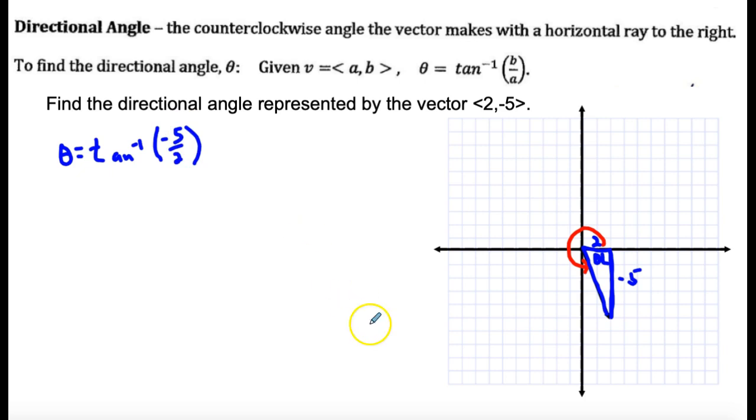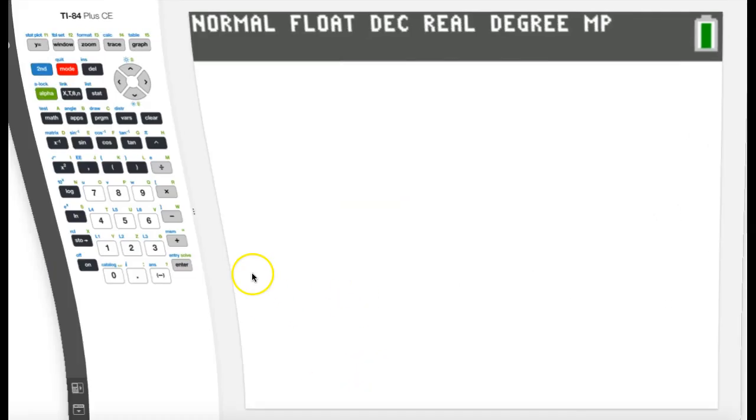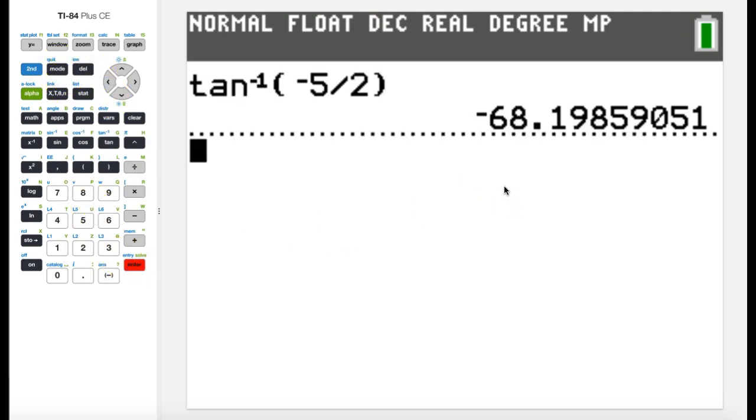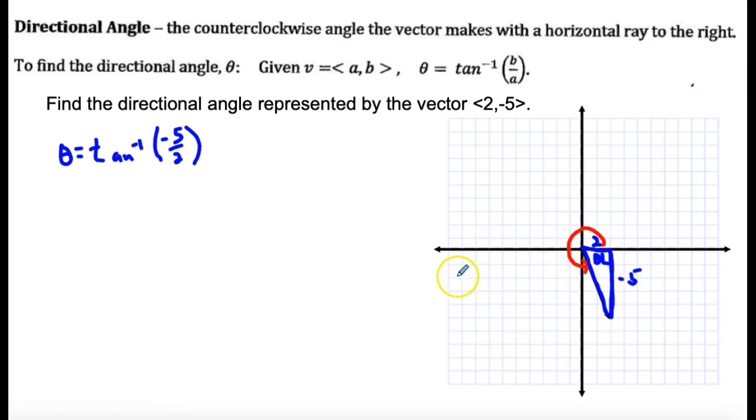And we can put that into the calculator. So inverse tangent of -5 over 2. And again, make sure you're in degree mode. So I get -68 point, let's go to the nearest tenth, -68.2. So what that means is from here to here is an angle of -68.2 degrees.